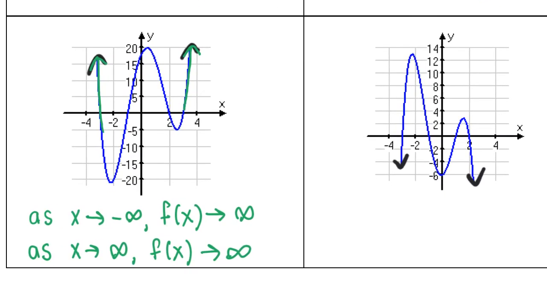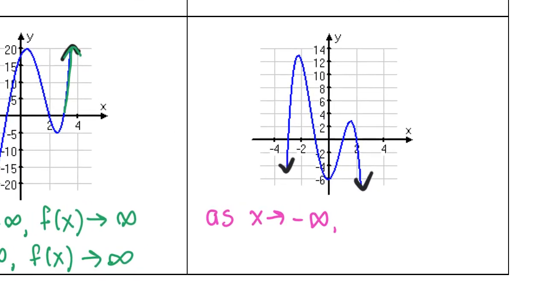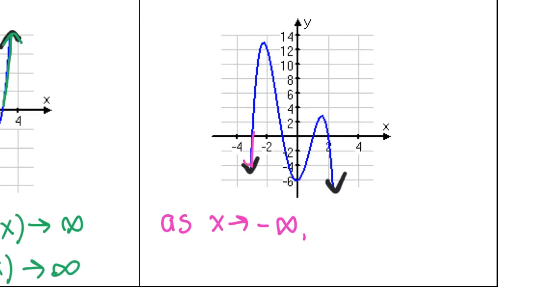Pause the screen and try out the last example on your own, making sure that you write this entire math sentence. You should start out looking at the left side, which is when x is approaching negative infinity. So as the x values get smaller and smaller, look at what's happening to the y values. F of x is going down, which is toward negative infinity. So as x gets smaller, y gets smaller. Another way of saying that, as x approaches negative infinity, f of x approaches negative infinity.